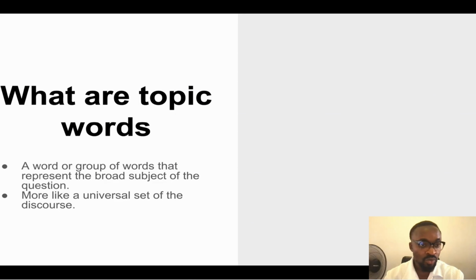Now let's understand what each of those elements of the question analysis entails, beginning with the topic words. The topic words are a word or a group of words that represents the broad subject of the question, more like a universal set of the discourse. You could refer to them as the theme of the question that you've been asked.